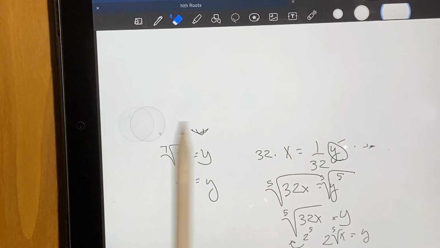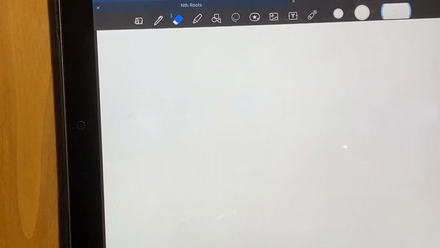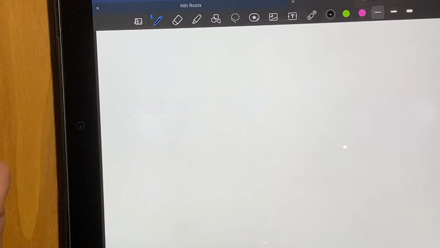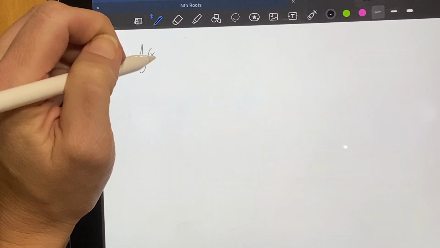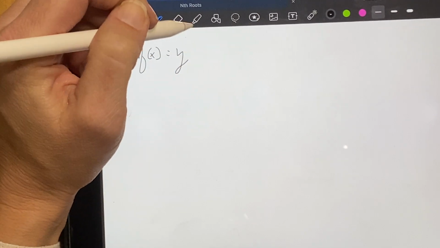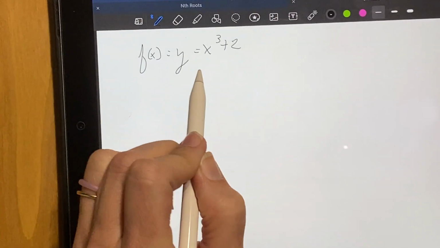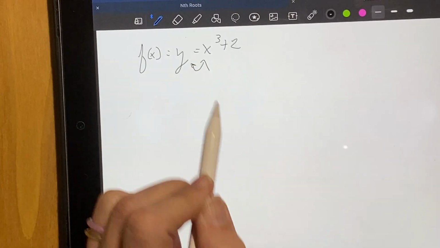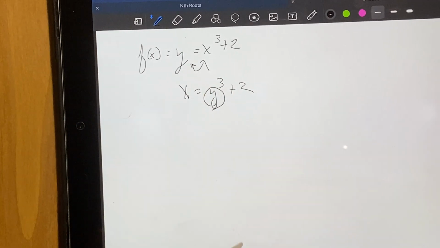All right, so for 42 through 47, again, it's asking you to find the inverse function. These are nonlinear, meaning that we are dealing with either a quadratic or cubic in the same way. So 42 gives us f of x, another way to write y, is equal to x cubed plus 2. So we're going to swap them. So I've got x is equal to y cubed plus 2, and solve for y.